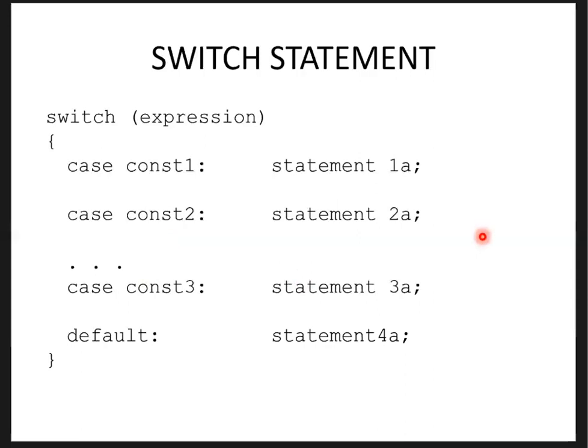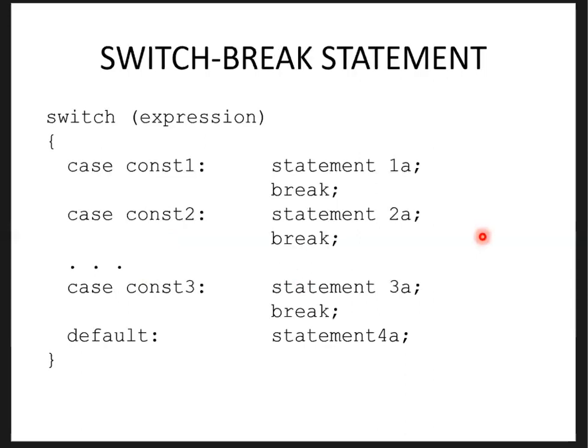Now, if we have the switch break statement, this is what will happen. If the expression is equal to constant 1, it will just perform statement 1, and then it will go out from the switch statement. If the expression is equal to constant 2, it will just perform statement 2, and then it will go out from this switch because of the break statement. And if none of the constants is equal to the expression, then it will just perform statement 4.